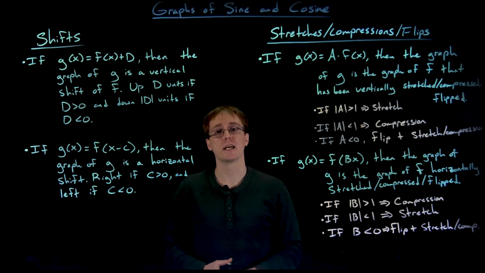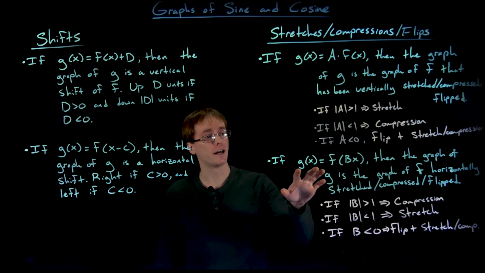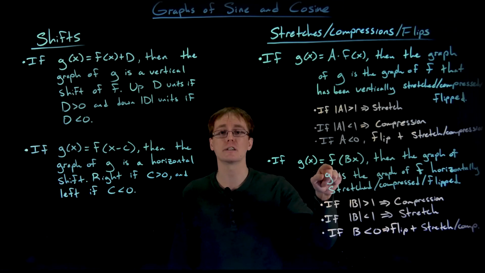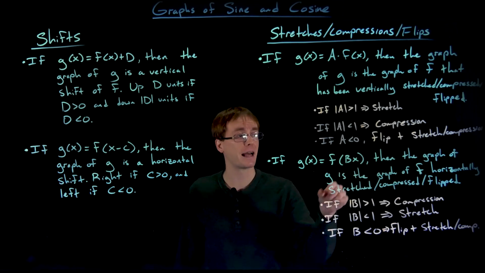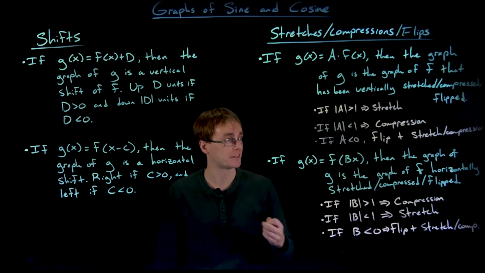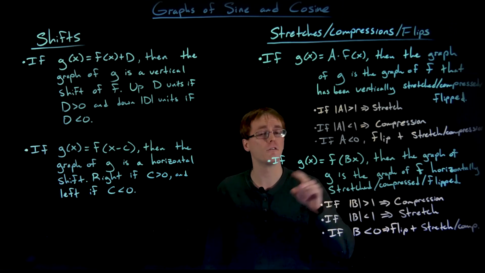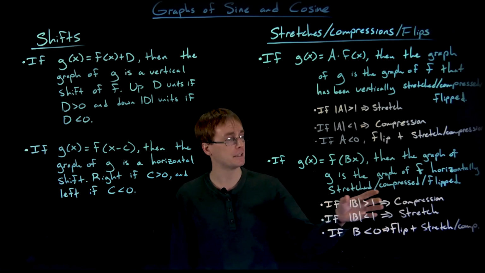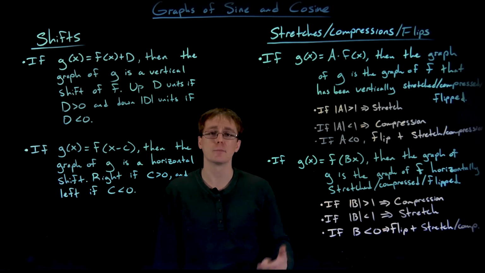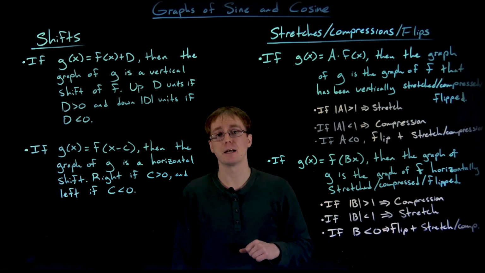So a very similar set of notes for our horizontal stretches, compressions, and flips. So now our kind of function notation is if we can write our function g of x as some starting function f, not evaluated at x, but at b times x, so we've multiplied the inside of our function by this constant number b, then we know the graph of g is going to be a transformation of that starting function f, and it's going to be a horizontal transformation. It'll either be a horizontal stretch, compression, or a flip. And again, that's all going to be determined by that special number b.